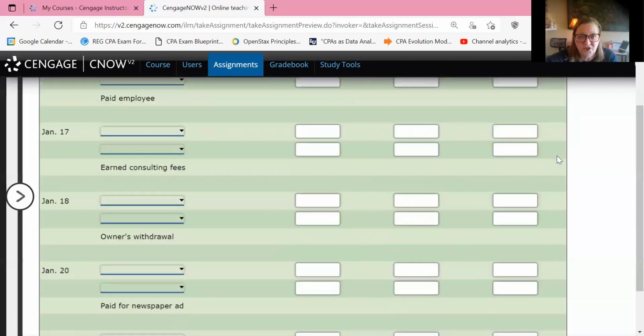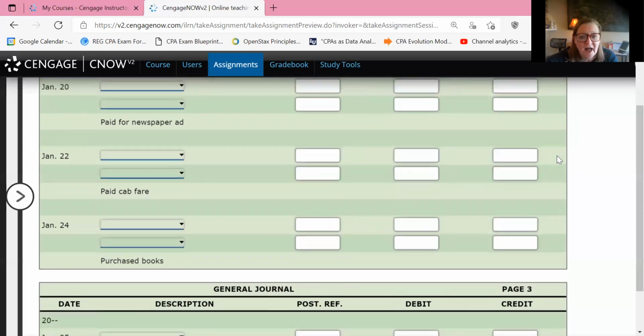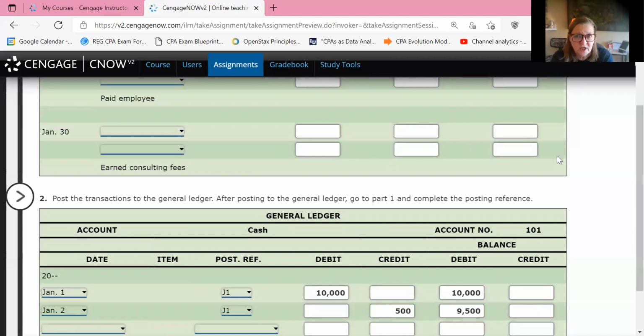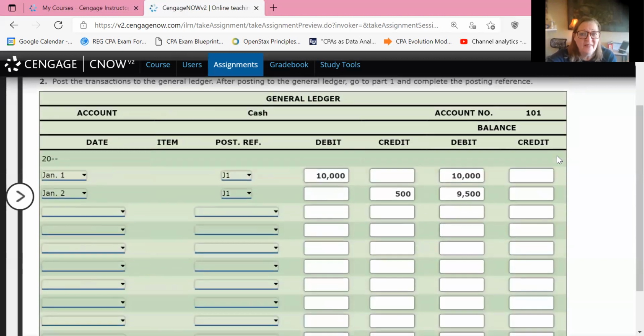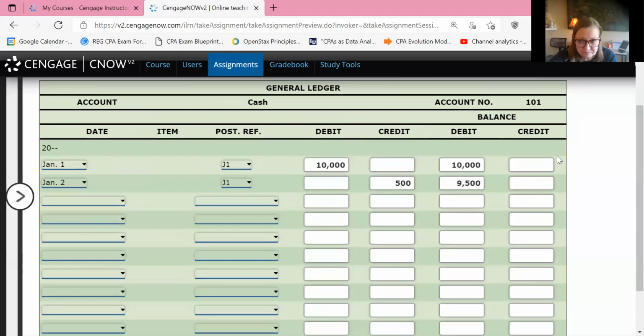I'm not advocating any cheating type thing. I'm just telling you it's easier to not have to flip back and forth. Once I have made all the journal entries, I can then capture them some way so that I can look at them without having to scroll back and forth, and then post each one of them individually to the general ledger.